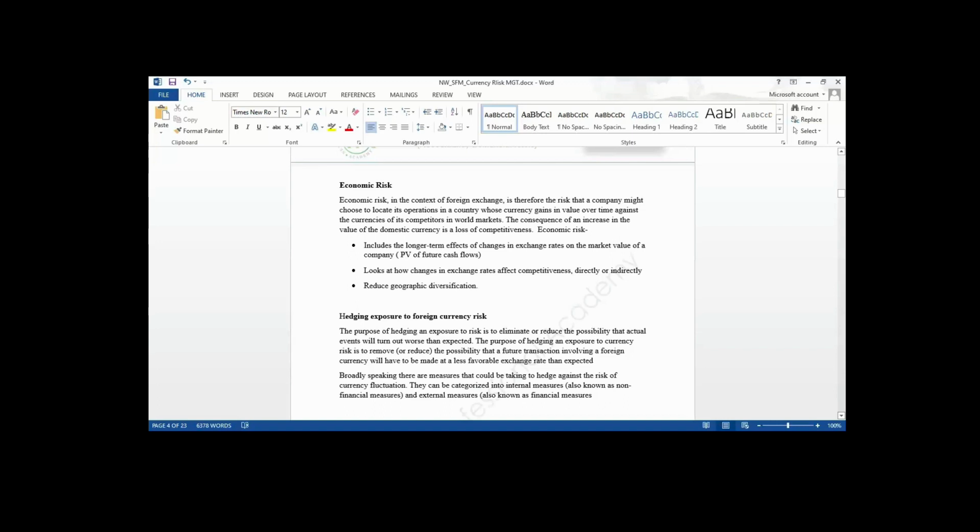There could be enormous benefit from international transactions. However, there are risks involved if you engage in foreign transactions. One of the risks is foreign currency fluctuations. Now, our next discussion is, how do companies protect themselves against fluctuation in foreign currency risk?